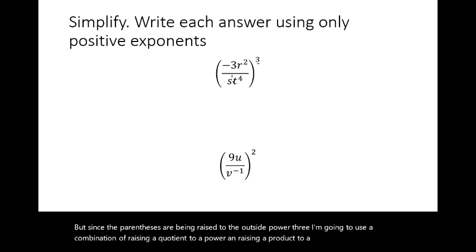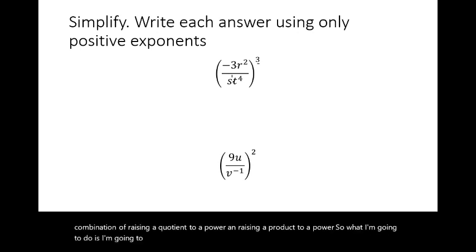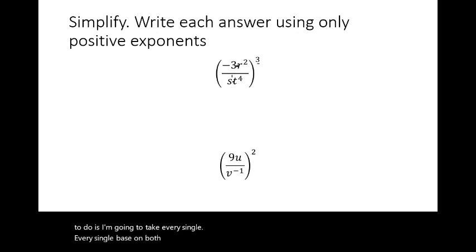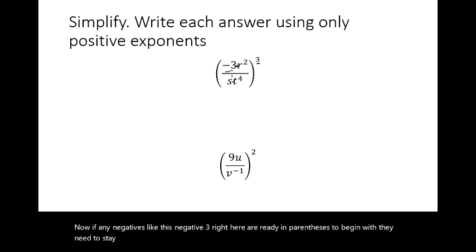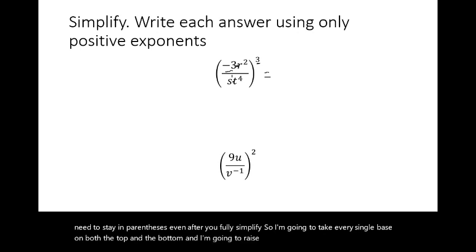So what I'm going to do is take every single base on both the top and the bottom, and raise all of them to the outside power of 3. Now, if any negatives, like this negative 3 right here, are already in parentheses to begin with, they need to stay in parentheses even after you fully simplify. So I'm going to take every single base on both the top and the bottom, and raise them all to the outside power 3.